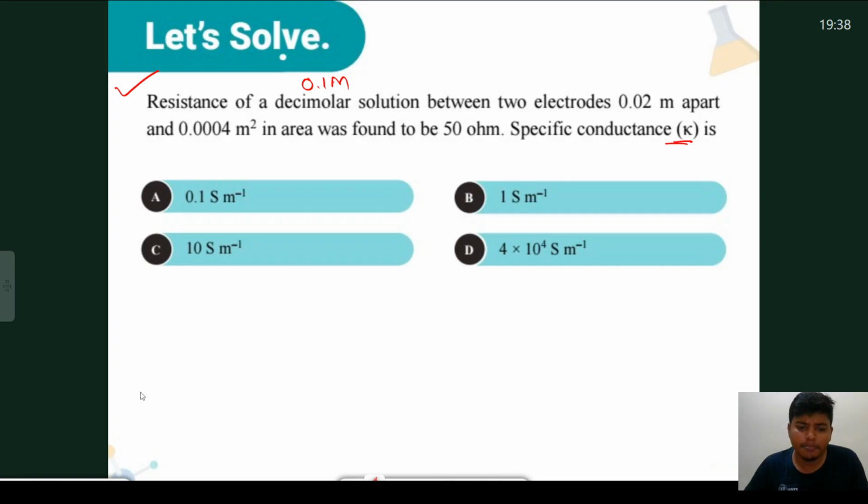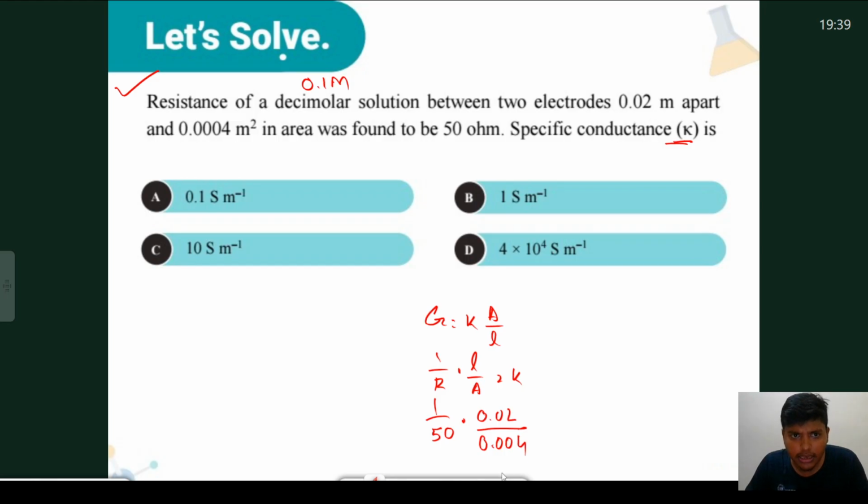One second. Simple mathematics. You know the formula: G is equal to kappa into A by L. As G means 1 by R, kappa is equal to 1 by R into L by A. So 1 by R means 1 by 50 into the L value. The L value given is 0.02 and the A value is 0.0004.